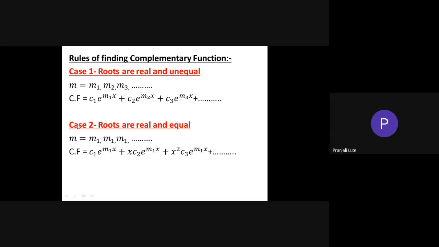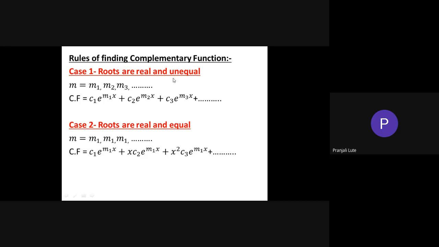Next, case 2, roots are real and equal. Suppose the roots are real and equal. So m equals m1, m1, m1. These 3 roots are the same. These 3 roots are equal. So what is your complementary function? C1 e to the power first root into x plus C2 e to the power second root into x plus C3 e to the power third root into x.